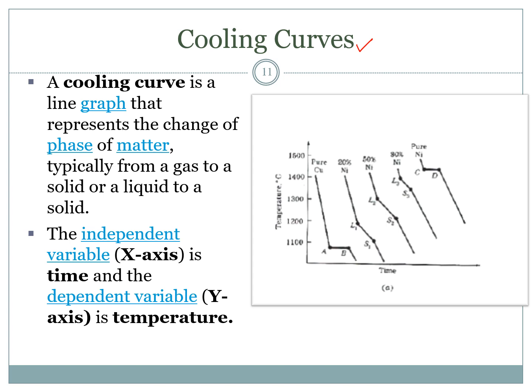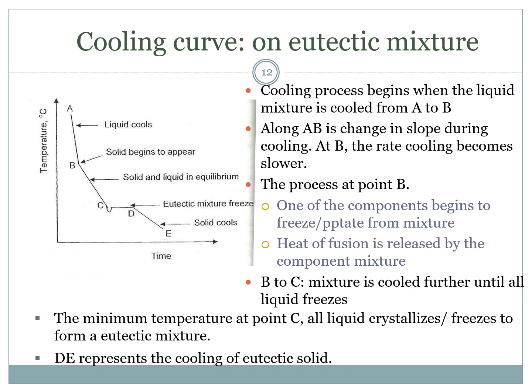Cooling curve. A cooling curve is a line graph that represents the change of phase of matter, typically from a gas to a solid or a liquid to a solid. The independent variable x-axis is time and the dependent variable y-axis is temperature. Cooling curve of eutectic mixture of A and B. Cooling process begins when the liquid mixture is cooled from A to B.